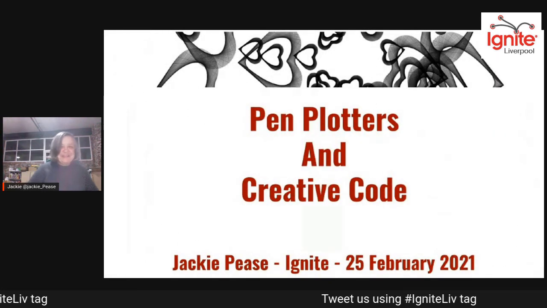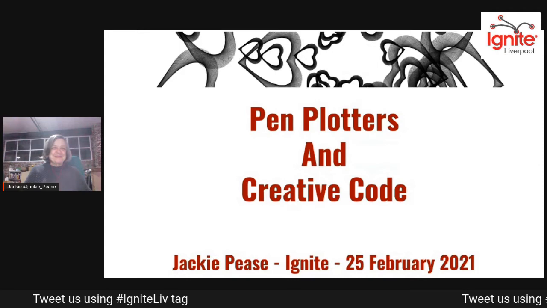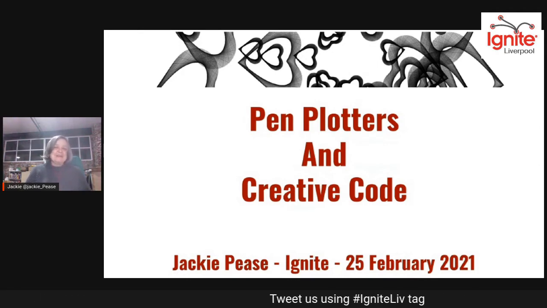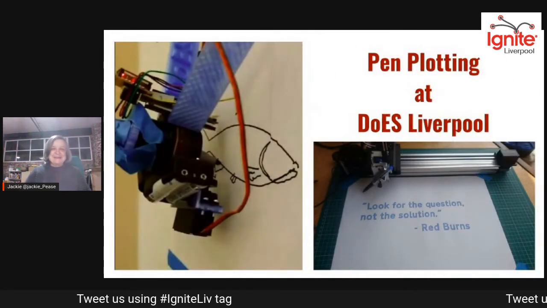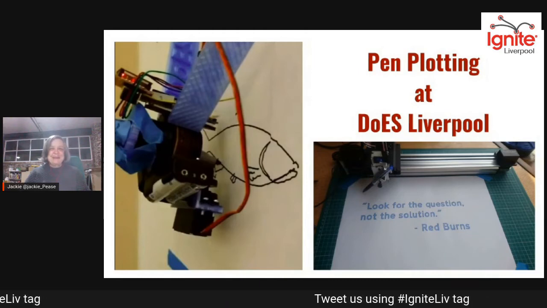So maybe a bit retro, really. Pen plotters are a bit like printers, but instead of printing small dots, they move a pen around and draw lines on the piece of paper. So it's more like handwriting. And I'm going to talk about how I found them a fun way to use code, and a bit of maths, and something about lots of machines that I've seen for the first time.